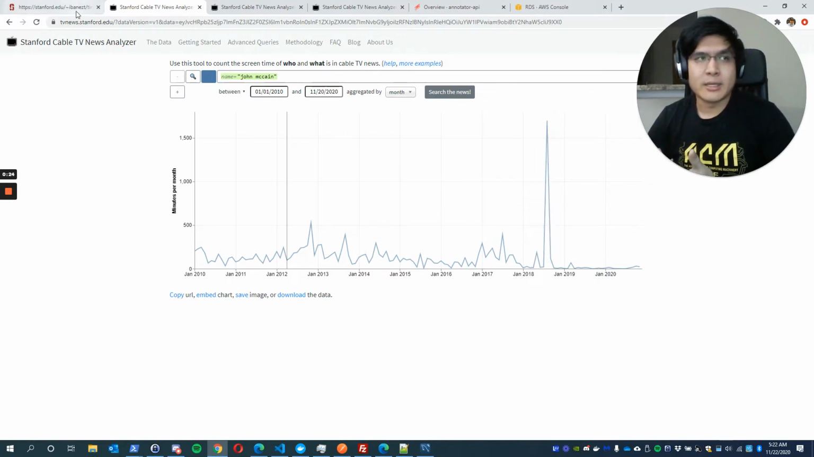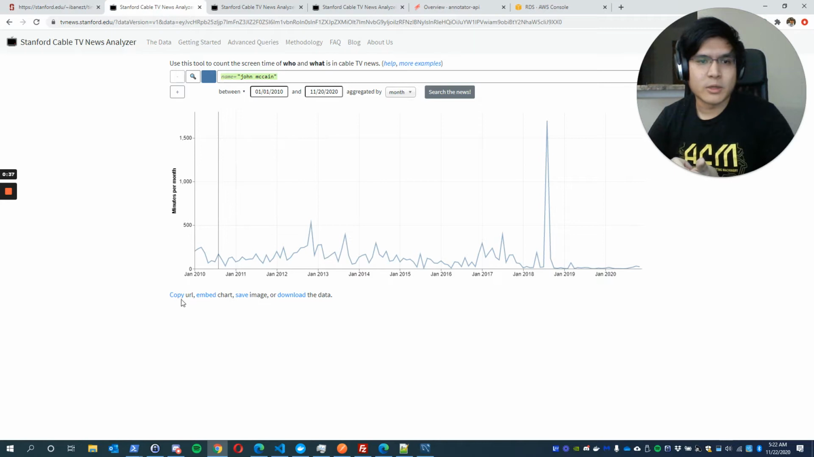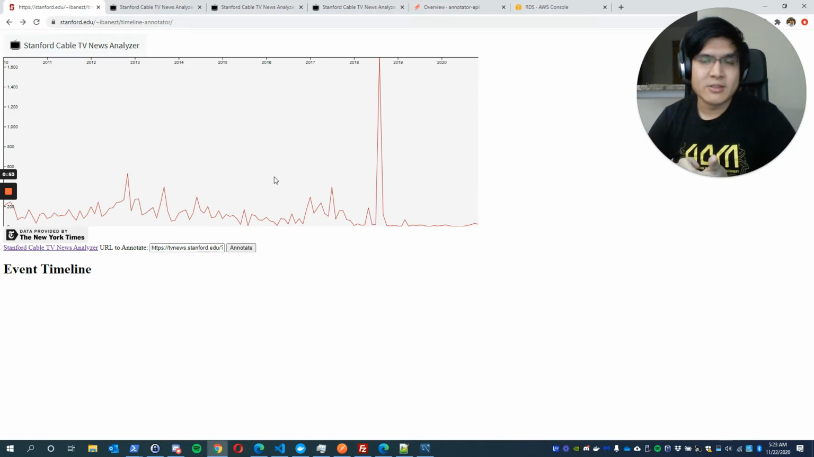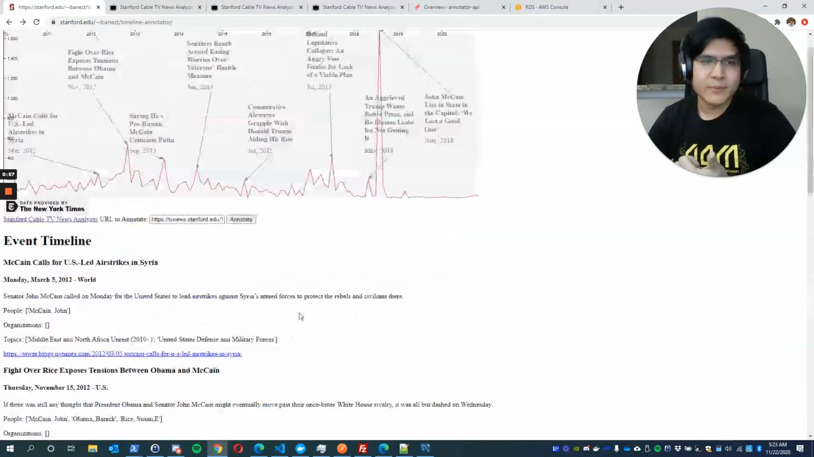So what I've been working on is a system for automatic annotation of time series graphs using timeline summarization, where we summarize a topic or a person as a series of events over time. I will demonstrate how this works, where I can copy the URL from the Stanford Cable TV News Analyzer, take it over to my annotator. It'll decode the URL, pull the data, and then construct an event timeline, and then use that event timeline to annotate the graph, as you can see here.